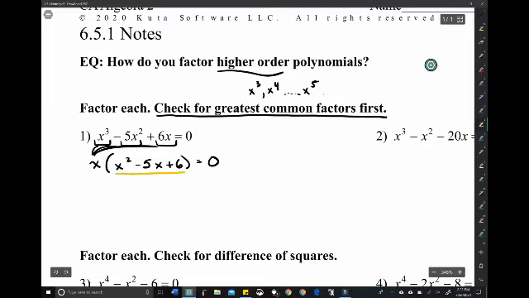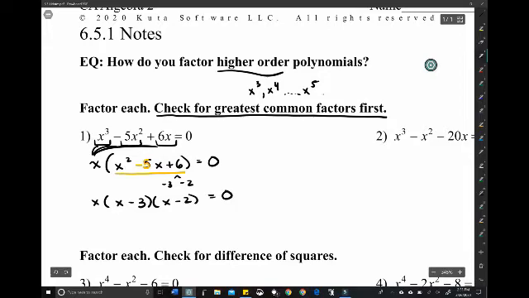So hopefully you remember how to factor things like this: factors of a positive 6 that add to a negative 5. Factors of positive 6 that add to negative 5 would have to be negative 3 and negative 2. Negative 3 times negative 2 is positive 6. Meaning that our factors are x, x minus 3, and x minus 2.